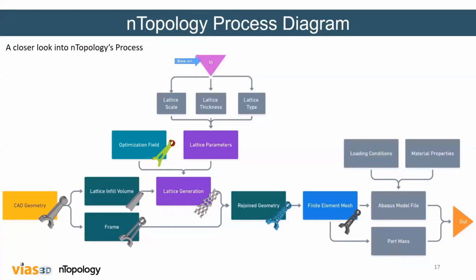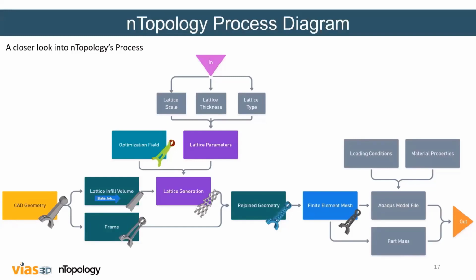So you can think of this as just a zoomed in section on what we saw in the beginning cycles of the loop. So you see there's an in and an out here, right? That's what's coming in and out of nTopology through the Process Composer. So you have that CAD geometry. It's going into an automated process that separates the outside frame geometry and the lattice infill.